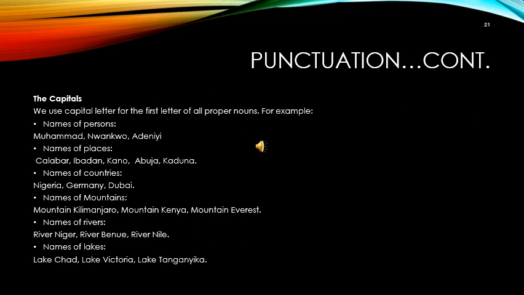The capital letter. We use capital letters for the first letter of all proper nouns. Examples: Muhammad, Ngonko, Adeni. Names of places: Calabar, Ibadan, Kano, Abuja, and Kaduna. Names of countries: Nigeria, Germany, and Dubai. Names of mountains: Mount Kilimanjaro, Mount Kenya, Mount Everest. Names of rivers: River Niger, River Benue, River Nile. Names of lakes: Lake Chad, Lake Victoria, Lake Tanganyika, and so on and so forth.